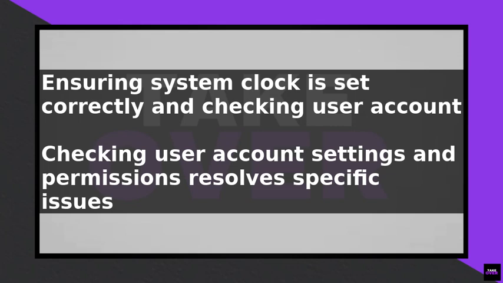By following these steps, you should be able to resolve the invalid token issue in Skylight and regain access to the platform. Remember to always check your internet connection, browser settings, and system clock to prevent similar issues from occurring in the future. Regularly clearing your browser cache and cookies can also help maintain a stable and secure connection to Skylight.